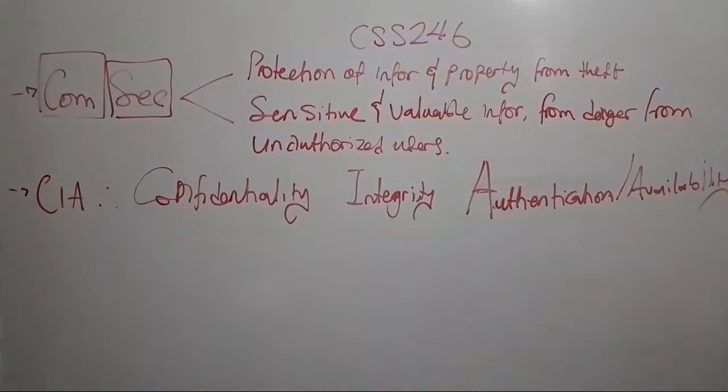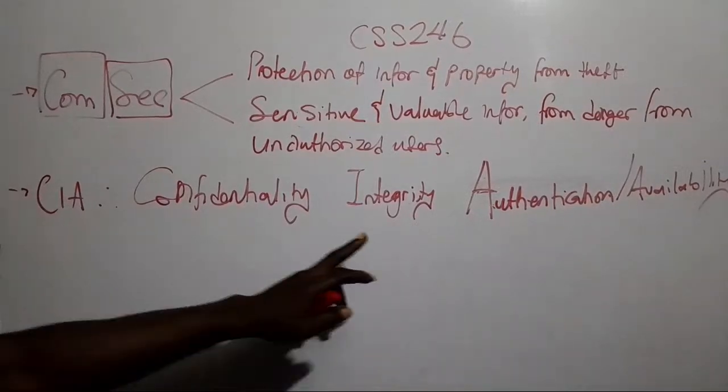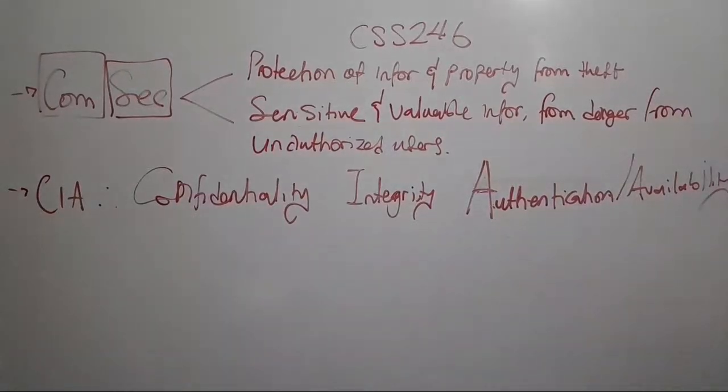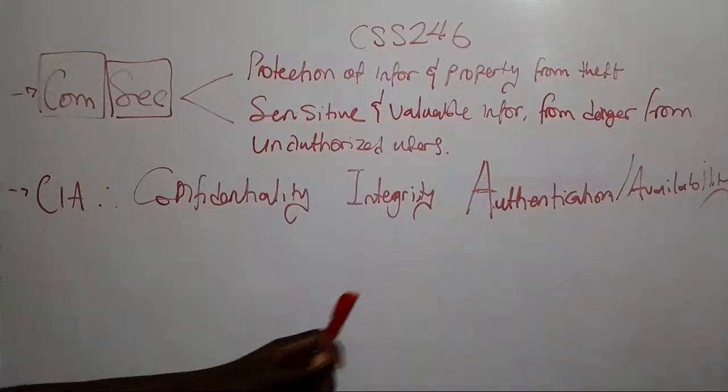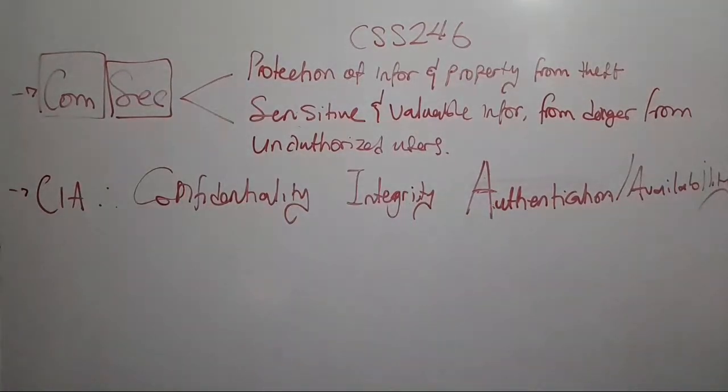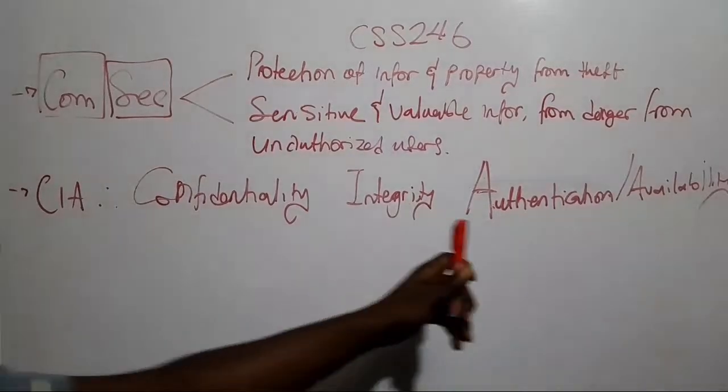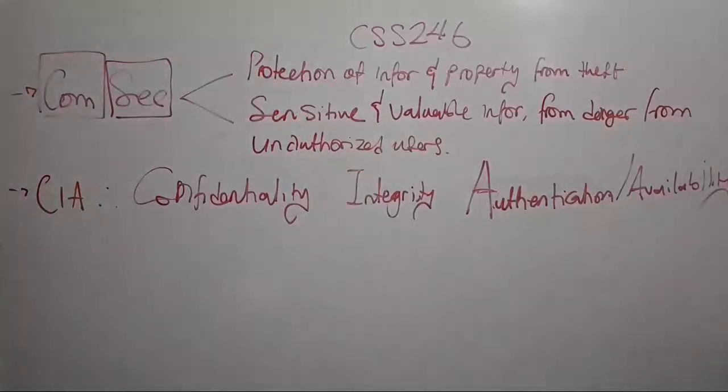Now, when we say confidentiality, it means that information cannot be accessed by unauthorized parties. Then we say integrity. It means that information is protected against unauthorized changes or unauthorized users. Then we talk about authentication, which means that users are who they claim to be. So we have that as that.